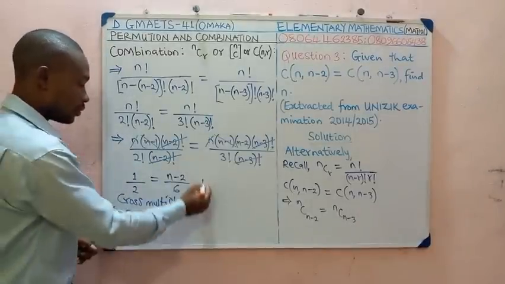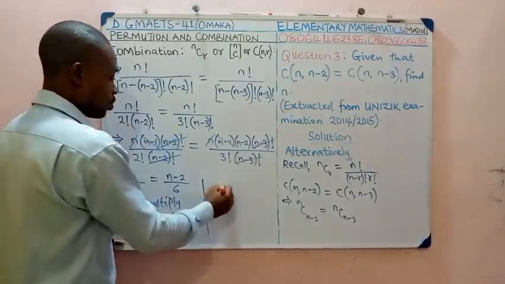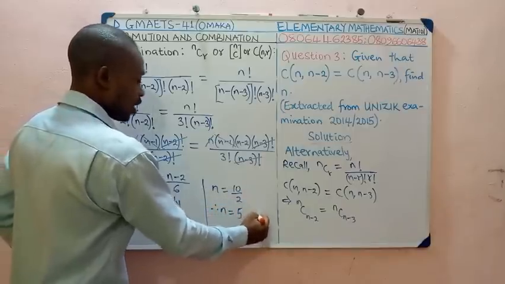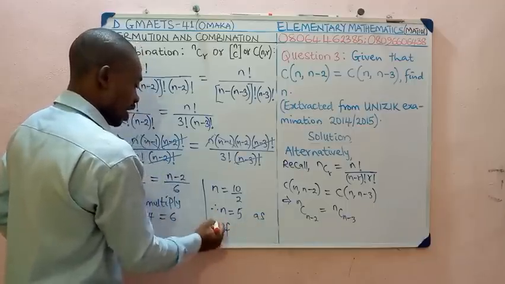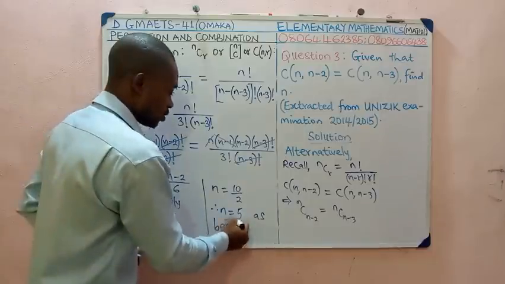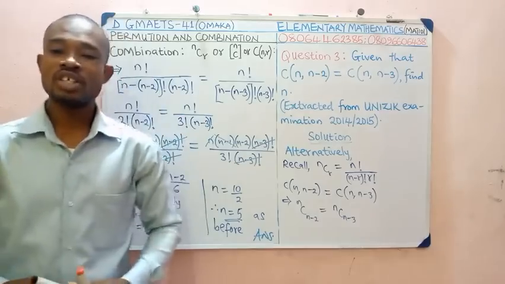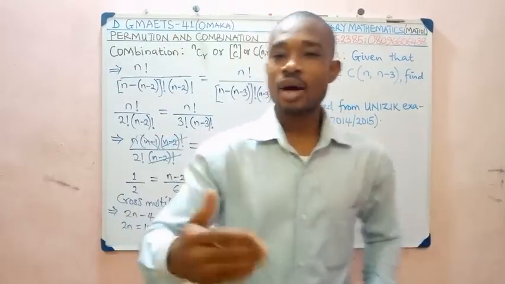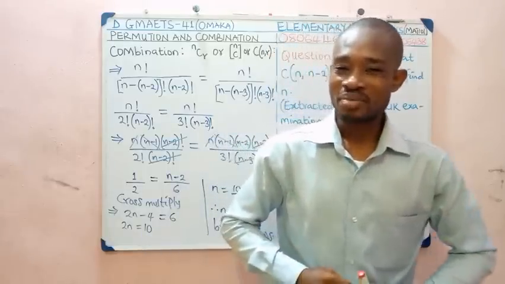Can we divide through by the coefficient of the unknown? That is 2 here, is that not so? So n will give us 10 over 2. Therefore, n is equal to 5 as before. So, this is our result. Answer. So you see that whether you use complementary combination definition to solve this problem, or you use the direct combination definition to solve it, you will arrive at the same result.